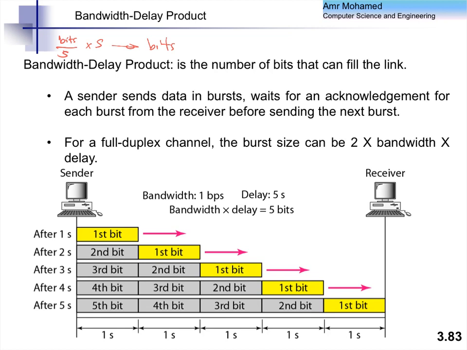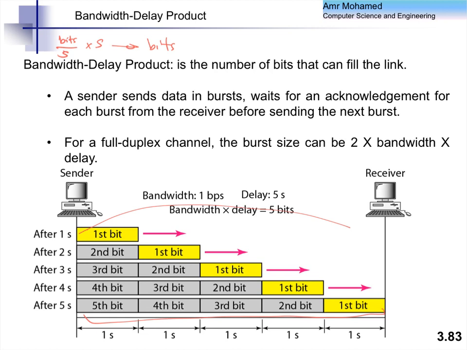So if I transfer the bits one after the other, okay? So after finishing transferring the whole burst, then these bits are the bits that can fill the line, and these are specified by the bandwidth times the delay. So the delay that I take to send these bits multiplied by the bandwidth, this product will give me the amount of bits that can fill this line.